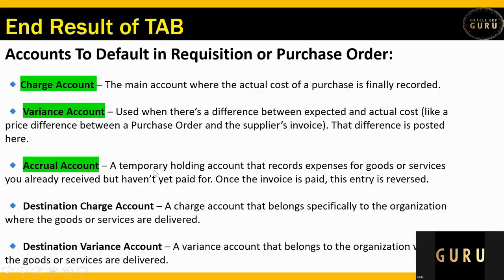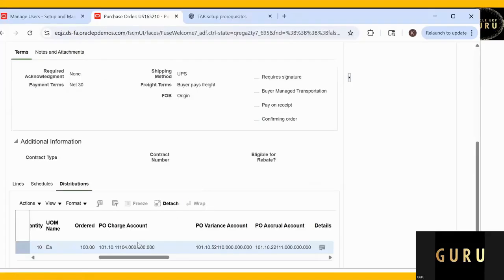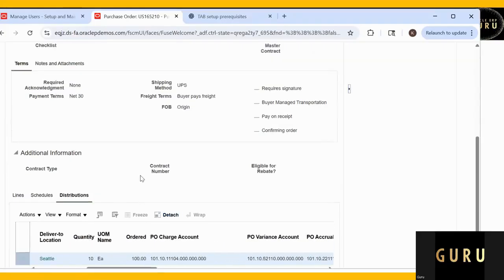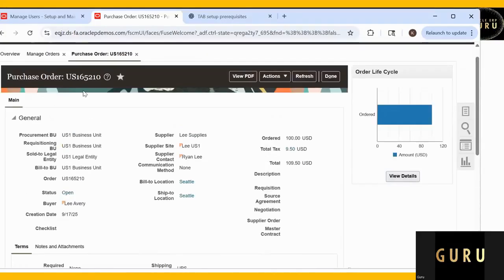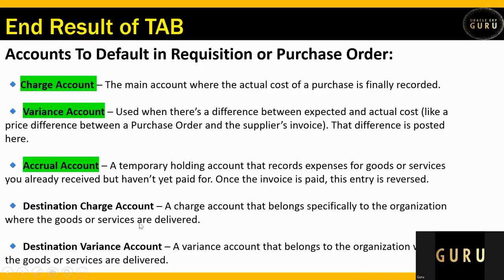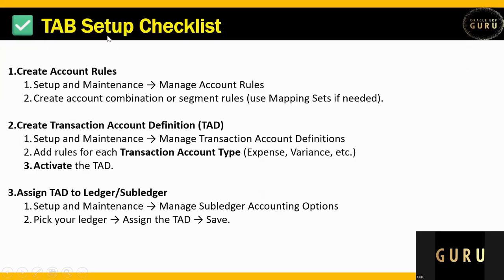Whatever the temporary amount before the invoice is received or paid, all the amounts are generally stored in the account. So all these accounts are very, very important. So this is what we are deriving in the purchase order or even the requisition. In this case, we are going to talk about purchase order. Okay, so what are the important setups you have to understand about it?